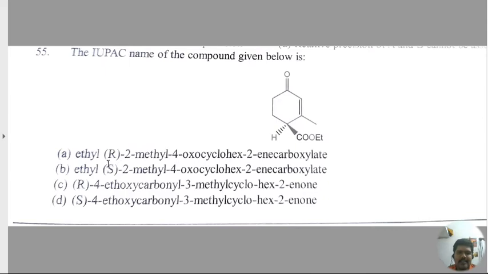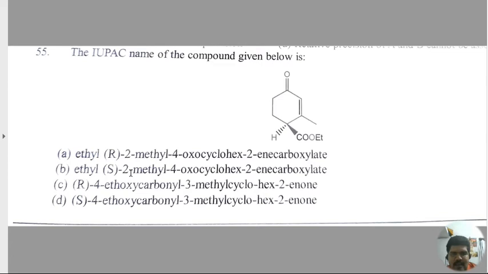So we can easily neglect option A and C, where it is given as R. Now look at option B and D. What is the difference between these two? Both are S. But here we know that between ketone and ester, ester has the higher priority. So ketone will be considered as a branch.